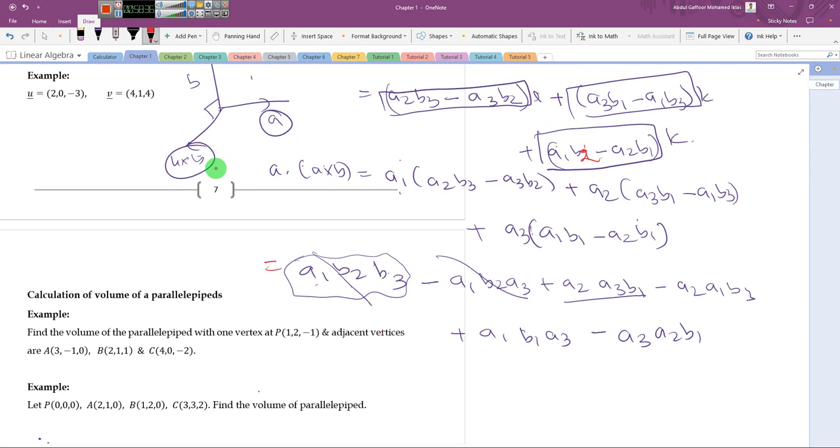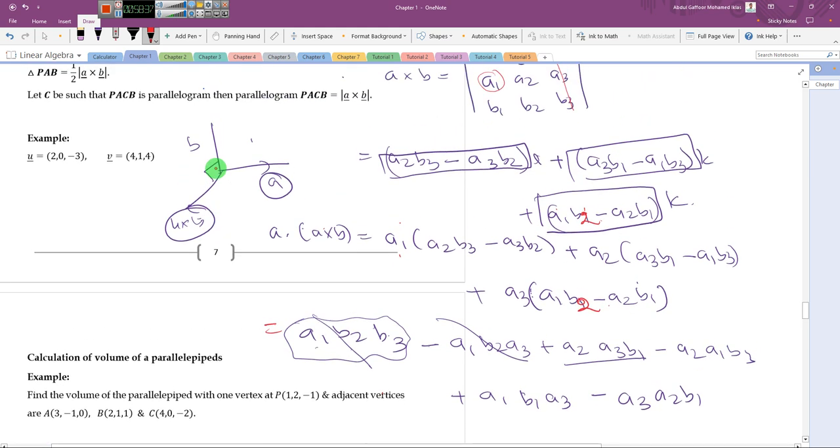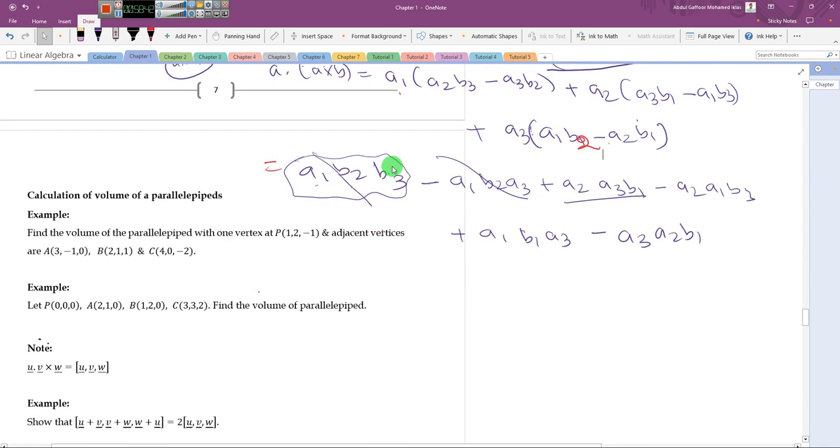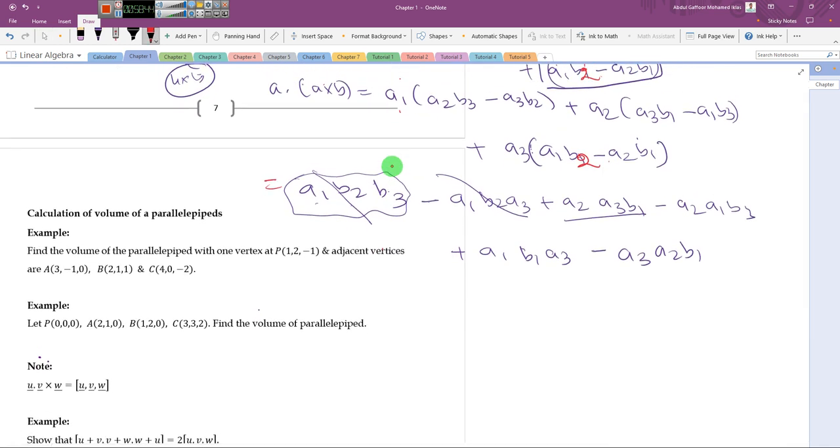Now we will do this example, and we know how to obtain the determinant of this 3 by 3 matrix. In the next chapter we will go deeply into determinants of matrices, inverses and all the things related to matrices. So here, if I hide this column and this row, i into a2b3 minus a3b2.